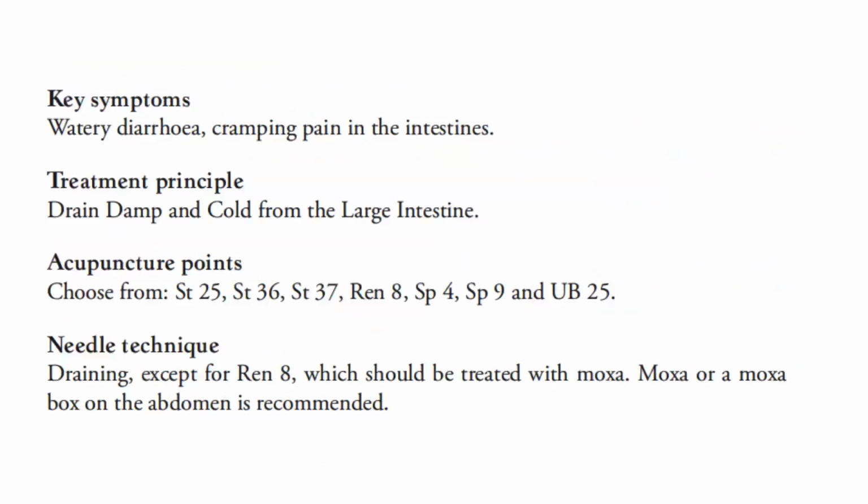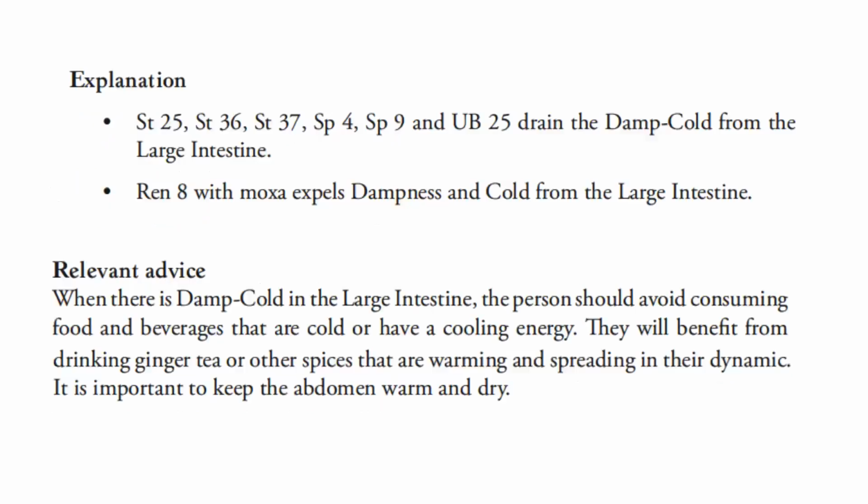Treatment principle: drain damp and cold from the large intestine. Then we choose stomach 25, stomach 36, stomach 37, REN 8, spleen 4, spleen 9, and bladder 25. Needle technique is draining, except for REN 8, which should be treated with moxa. Moxa or a moxa box on the abdomen is recommended. Stomach 25, stomach 36, stomach 37, spleen 4, spleen 9, and bladder 25 drain the damp cold from the large intestine. REN 8 with moxa expels dampness and cold from the large intestine.